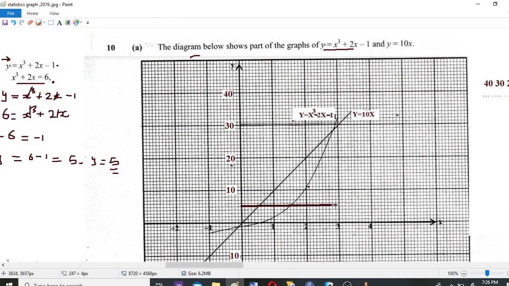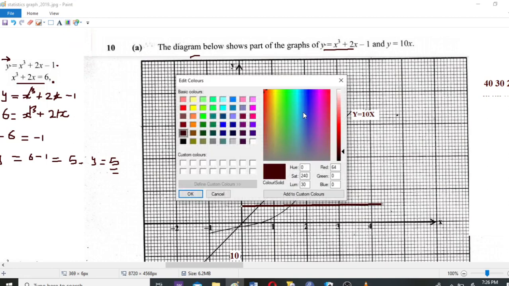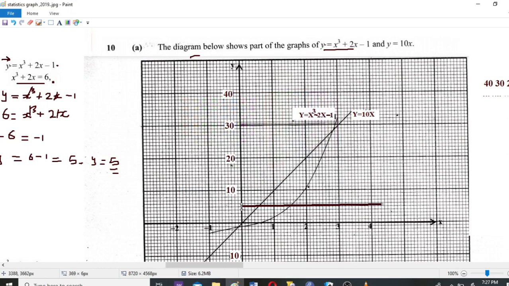So I'll draw a straight line at 5 here. All right, so this is my straight line. You need to make sure you draw a straight line. Let me just change the color so that it can be seen. So we have this one. This is my straight line passing at 5.